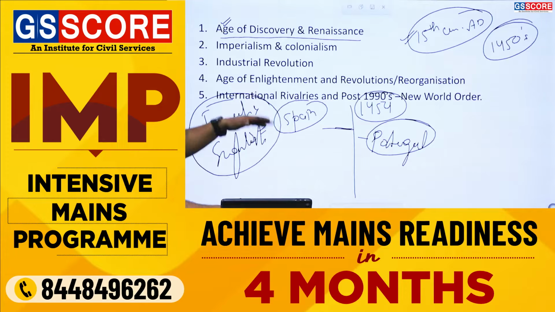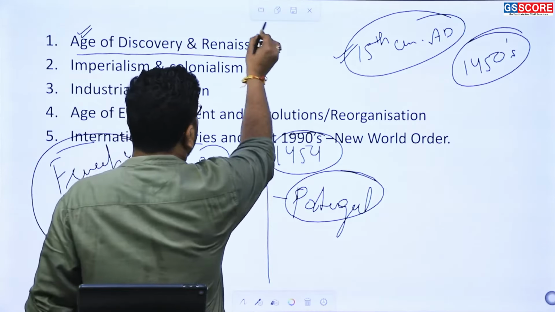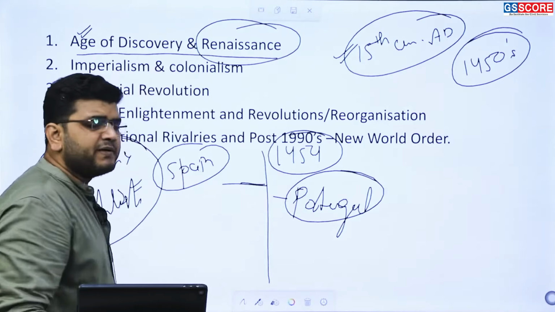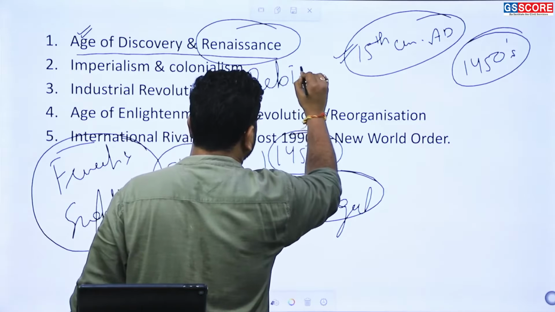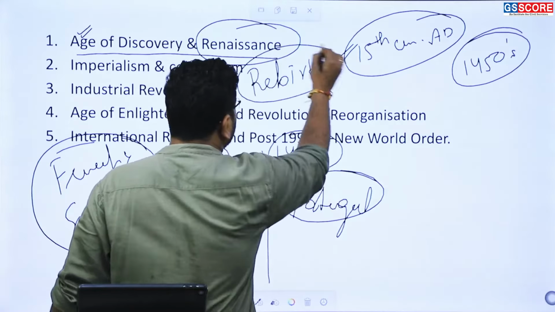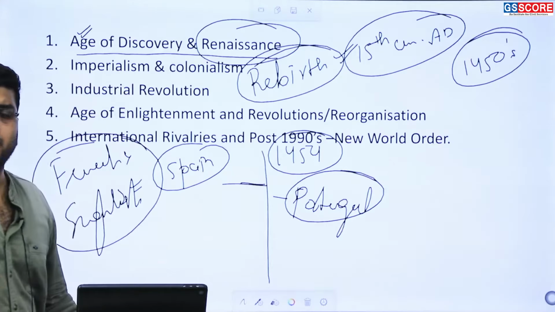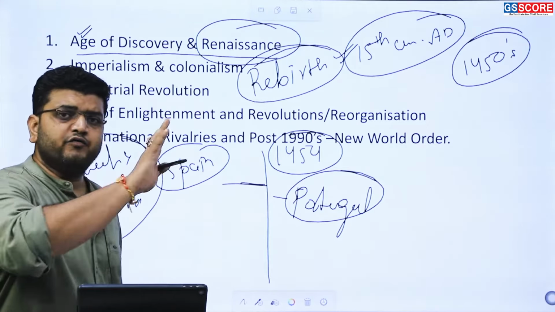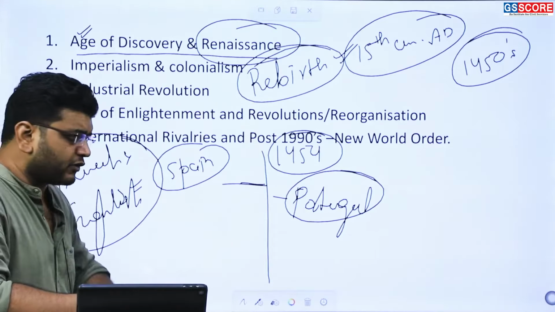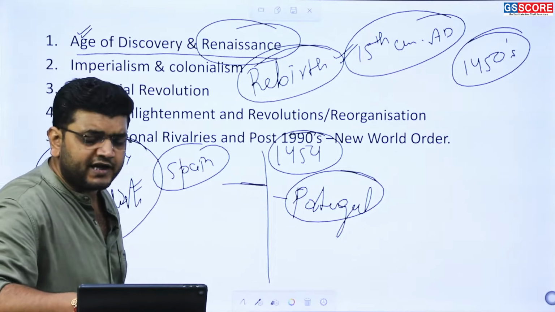Then in the 15th century, we all know about the term Renaissance. Renaissance means rebirth. Rebirth in which sense? Rebirth in the sense of how society, polity, economy and religion itself would be organized in the Western world. It was based on the ancient learning of Greek and Latin.